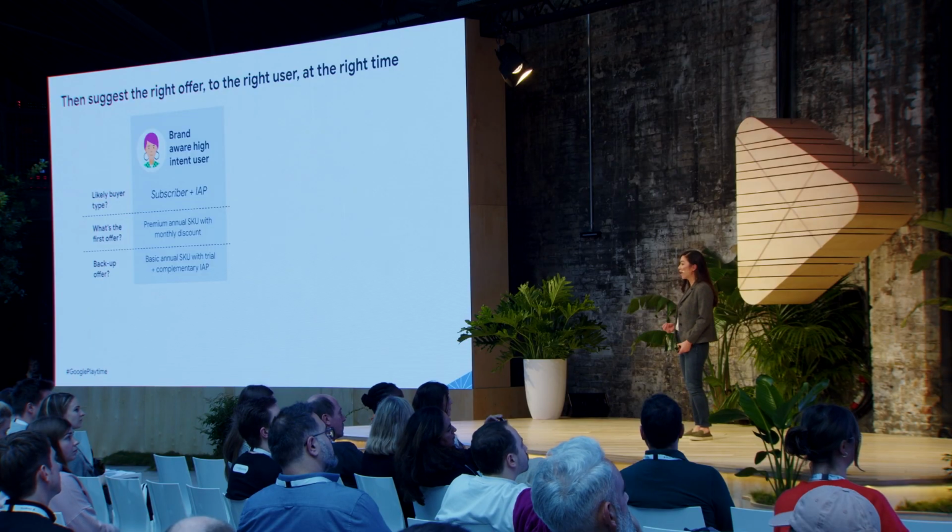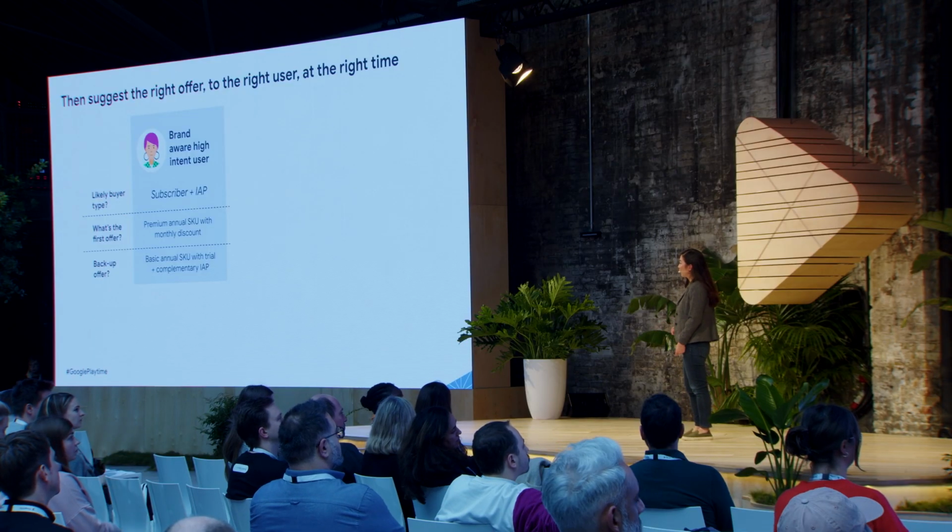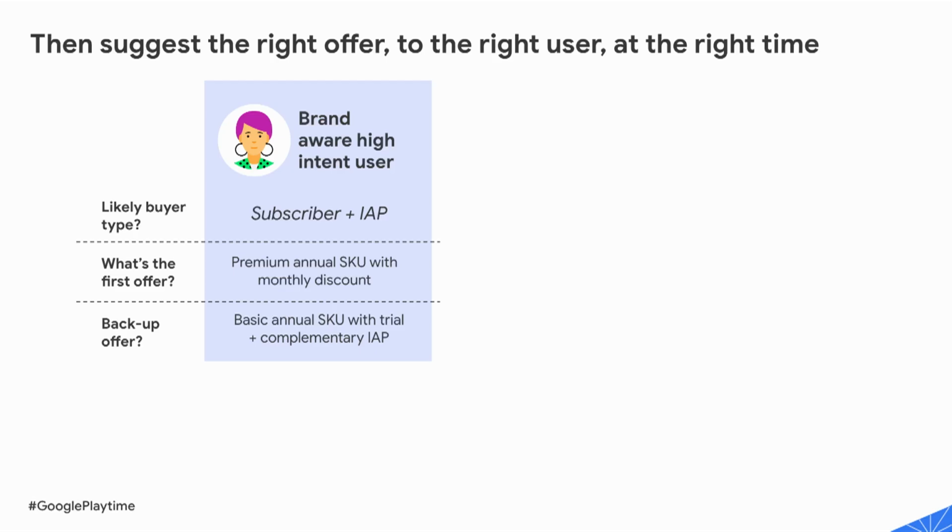So, would you offer Jamie, Charlie, Joe all the same offer? Probably not. We could probably be more thoughtful and offer a specific SKU that caters to each of their needs. So what do you guys think Jamie will buy? Since she seems to have high intent, perhaps offering a premium annual SKU plan with a monthly discount is something she'll likely convert on.